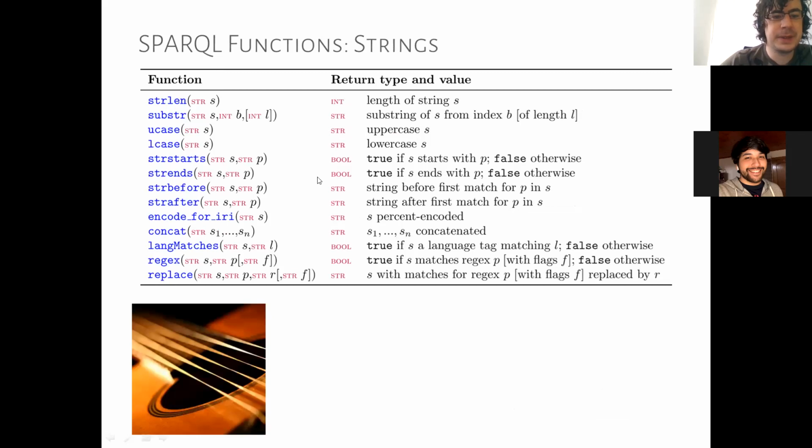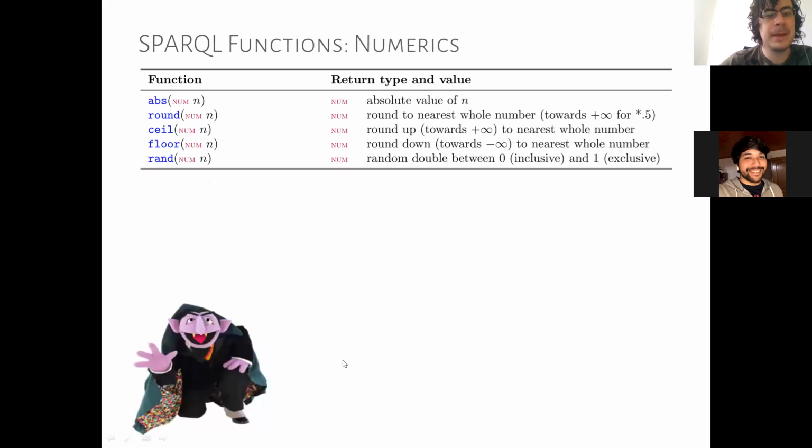We also have pretty typical functions for strings. Get the length of the strings, substring, uppercase, lowercase, starts, ends, before, after. We can encode for an IRI, so we can do a percent encoding of IRIs. We can concatenate two strings, check if the language of a literal matches. We can do a regex, a regular expression, to find strings or to ensure a string matches a regular expression. We can do replacements, so we can do some sort of string manipulation as well.